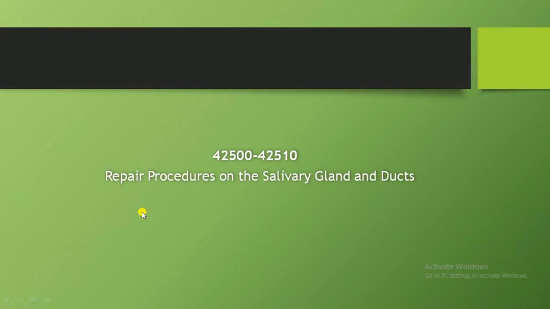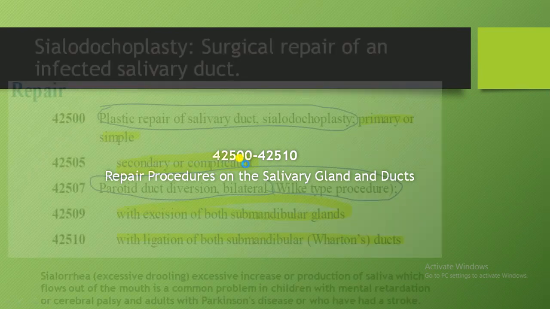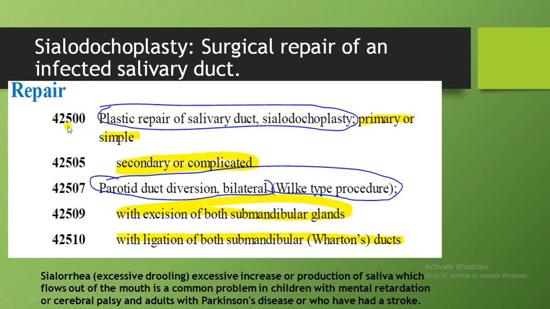In this session, we will see the repair procedures done on the salivary gland and ducts. The CPT code series starts from 42500 to 42510. See, 42500 to 42510, all these are the repair procedures done on the salivary ducts or the glands. So first we will see 42500 and 42505.